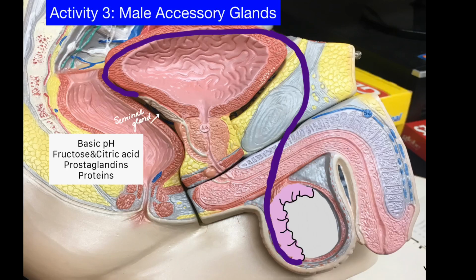Finally, we also have a bunch of different proteins. These proteins actually help everything clot together. Right after ejaculation, these proteins help ensure that everything is going to be delivered as a package.